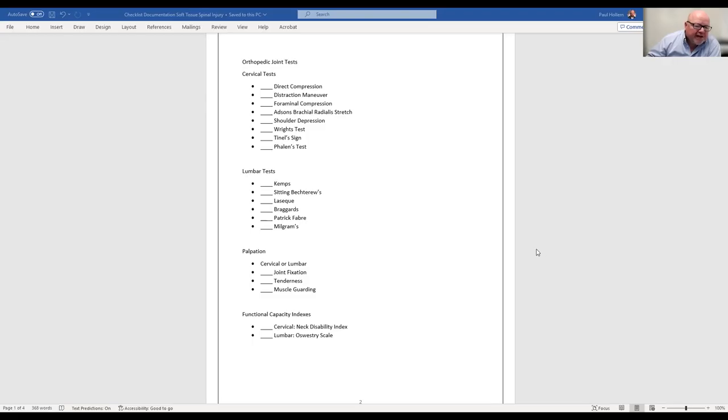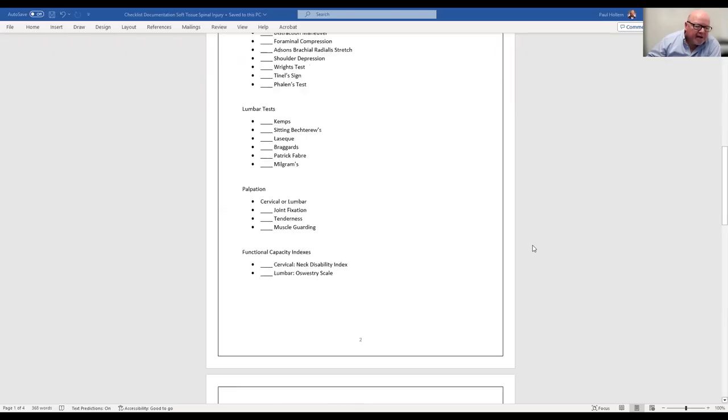Milgram's is for an intrathecal pressure. Is it possible that you have that? Possible. Is it probable? No. But let's say this was just an upper cervical region problem and no lower back problem.